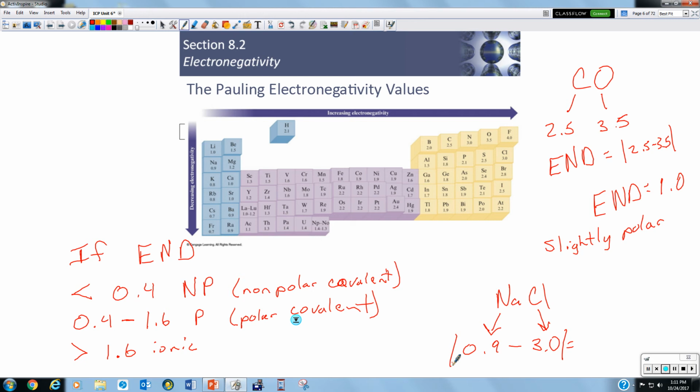So looking at the END for sodium chloride. So 0.9 minus 3.0, what do we get here? Is that 2.9? 2.1. 2.1. All right. So on this one, based off of that, what is this one going to be? Ionic, and it's going to be very ionic.